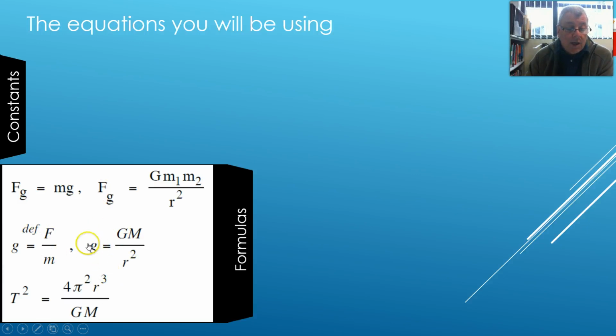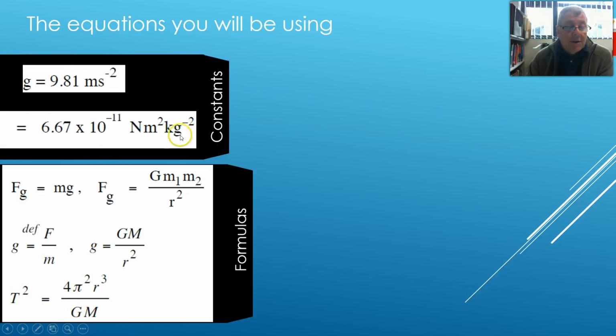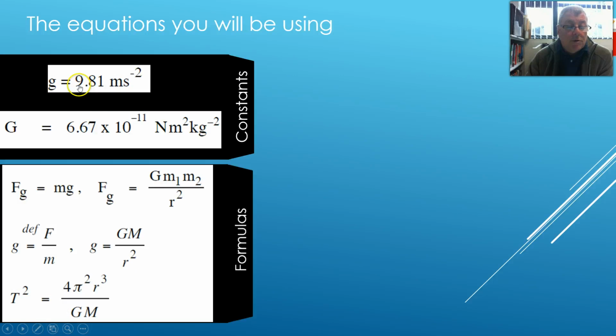This g is what's called the gravitational field strength, and that's a measure of how strong the gravity is in a particular area. And this is a rearrangement that we use for satellites. And in terms of constants, we would use 9.81 as our acceleration due to gravity on the surface of the Earth, and that's our gravitational constant.